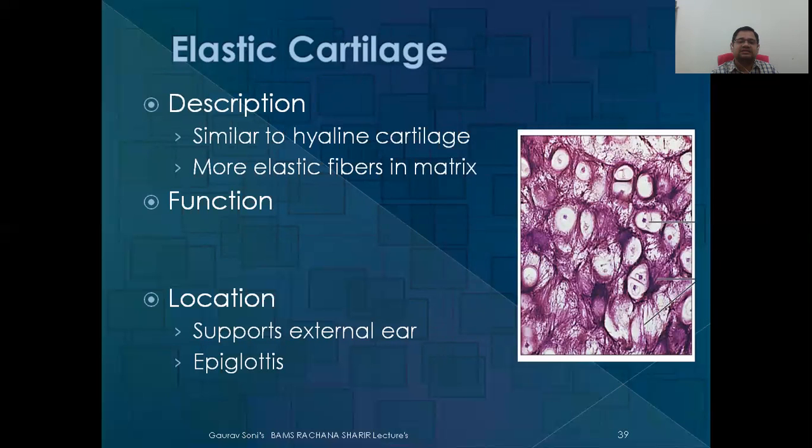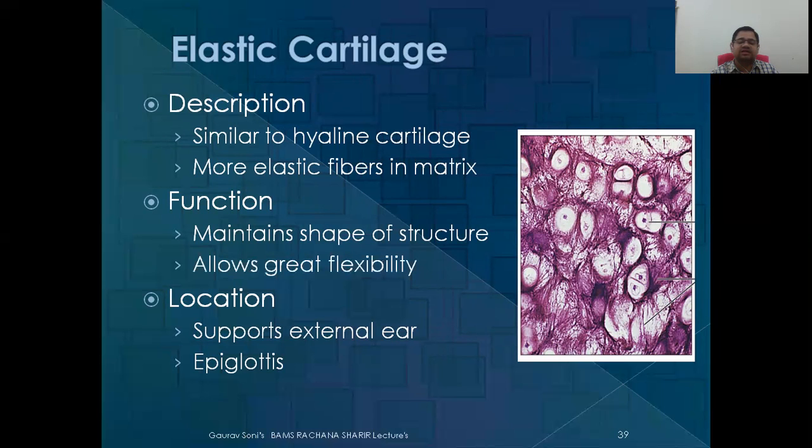Elastic cartilage is similar to hyaline cartilage, but more elastic fibers are present there. Function is that it maintains the shape of the structure and allows flexibility. Location is that it supports the external ear and epiglottis.